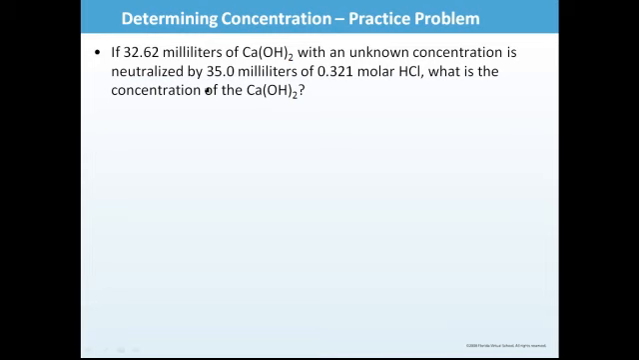Okay, if 32.62 milliliters of calcium hydroxide with an unknown concentration is neutralized by 35.0 milliliters of 0.321 molar HCl, what is the concentration of the Ca(OH)2? Well, again, the first thing we got to do is get a balanced equation. That's always going to be our first thing.